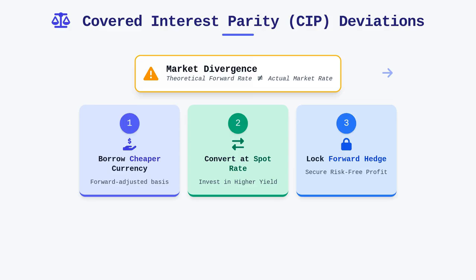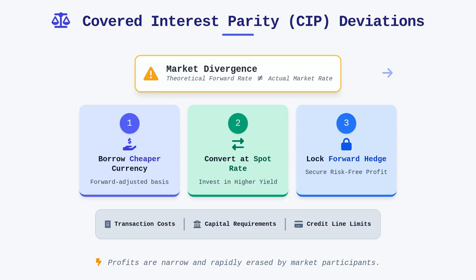Because this transaction is risk-free, the potential profits are typically narrow and quickly erased by market participants executing these exact trades. In modern markets, these deviations are often small or restricted by transaction costs, regulatory capital requirements, and the availability of credit lines between financial institutions.